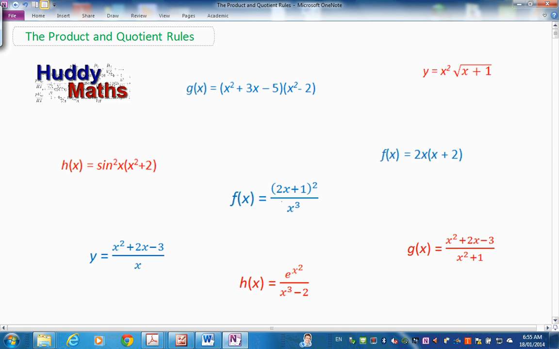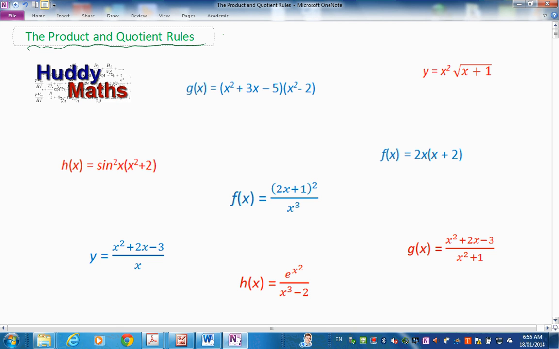Hey, I've been out looking for functions for you. I've got a whole lot here, and I've also got a puzzle. Look at the heading of this presentation, the product and quotient rules. The puzzle goes like this: there are some red functions and some blue functions. Is there anything different about the blue functions from the red functions in terms of finding the derivative?